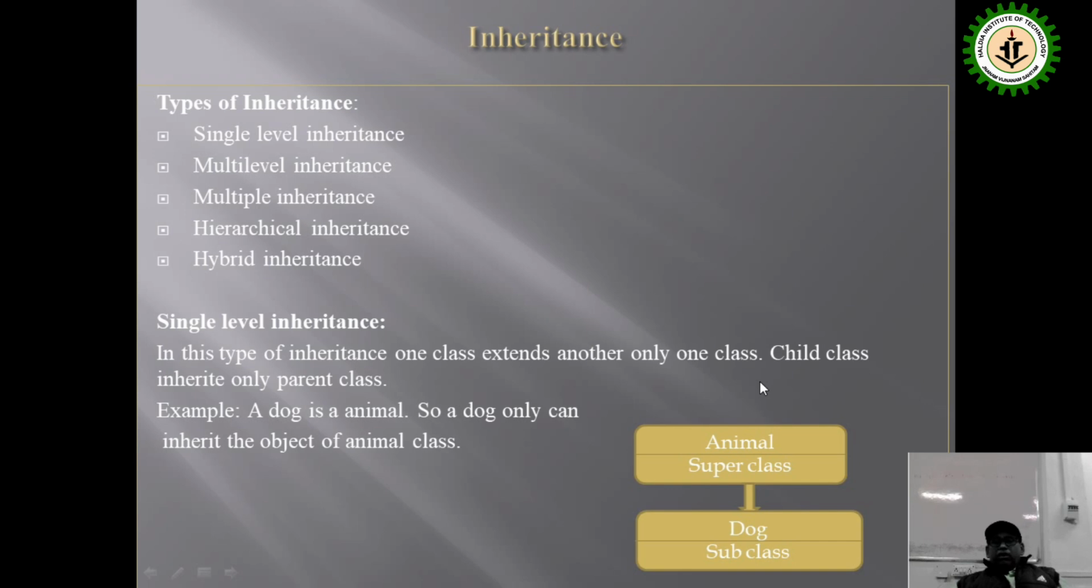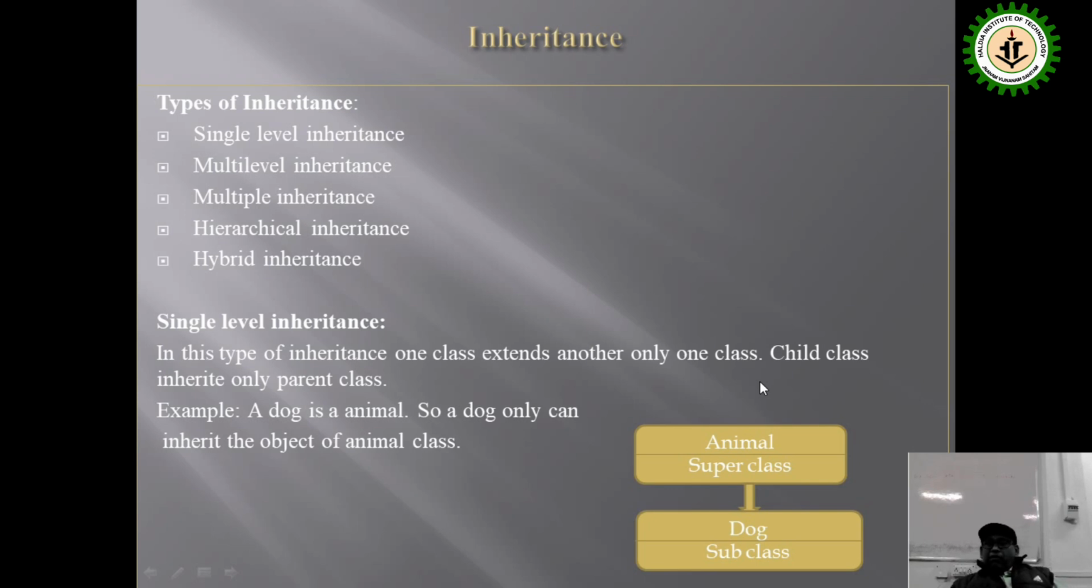Now, how many types of inheritance? Single inheritance, multilevel inheritance, multiple inheritance, hierarchical inheritance, and hybrid inheritance. But in Java, multiple inheritance is not supported. We can overcome it using interfaces, which will be explained later.